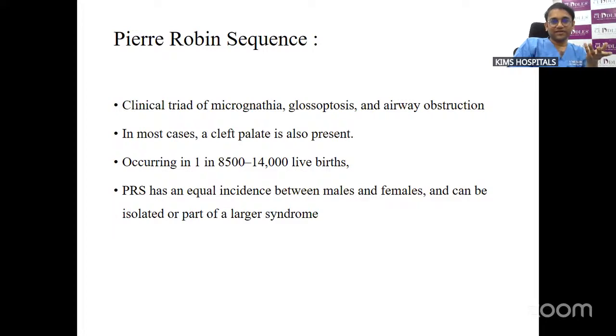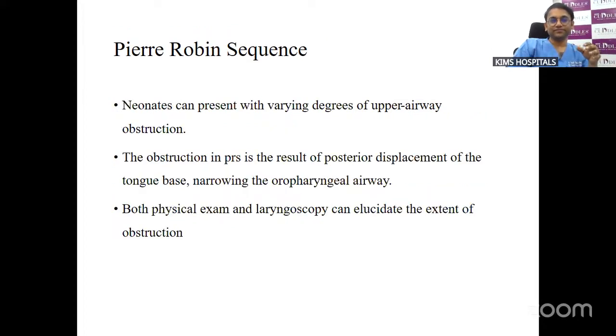And the Pierre Robin sequence is a clinical triad of micrognathia, retrognathia, and glossoptosis, where your tongue is falling back, and that leads to airway obstruction. In most cases, there is a cleft palate. It usually occurs in 1 in 8,500 to 15,000 births. PRS has equal incidence between males and females and can be isolated or part of a larger syndrome. Most commonly they present with varying degrees of respiratory distress.